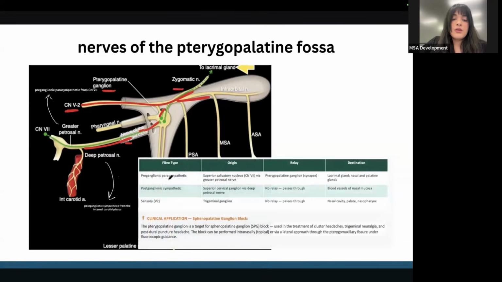Now let's look at the table. We have fiber type preganglionic parasympathetic. Origin, superior salivary nucleus via the greater petrosal nerve. So we're talking about this. Cranial nerve number 7, greater petrosal nerve, it's going to relay in the pterygopalatine ganglion. Okay, so this facial nerve is going via the greater petrosal nerve to the pterygopalatine ganglion.